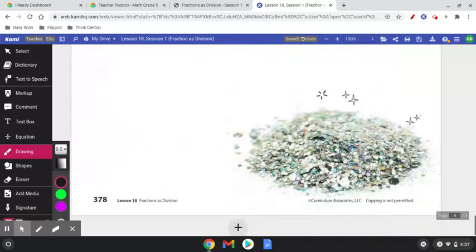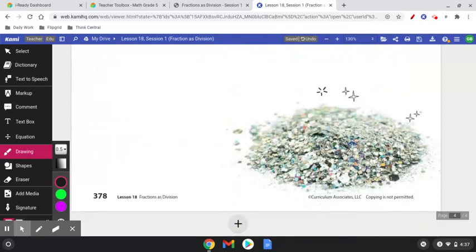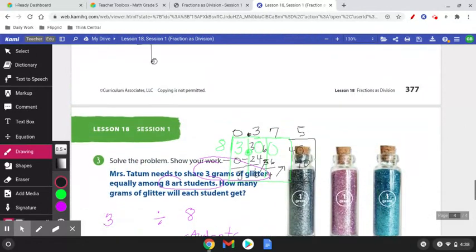Okay, and that is the end of what we're going to go over today. So hopefully that makes sense to you, that you're seeing that a fraction can be written as a division problem. And when you see problems like that, you're able to break it down and really think about what's your dividend and what's your divisor.